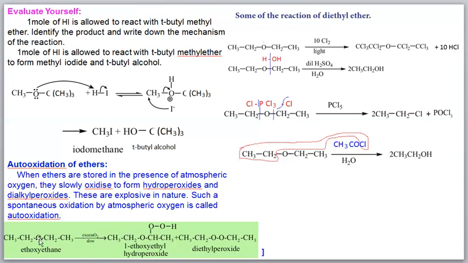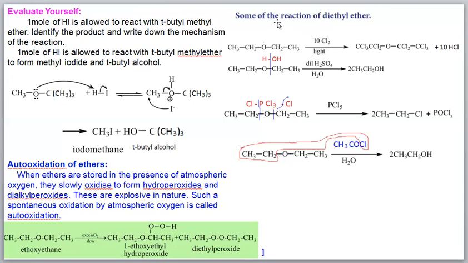Another option: one more oxygen will join here, in between the oxygen and the alkyl group. One more oxygen is joining, so we get diethyl peroxide. Both these compounds are explosive. So ethers can never be evaporated to dryness. It is not possible to heat till it becomes dry. If you heat like that, then it will explode.